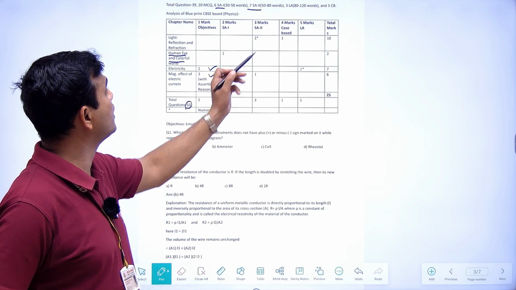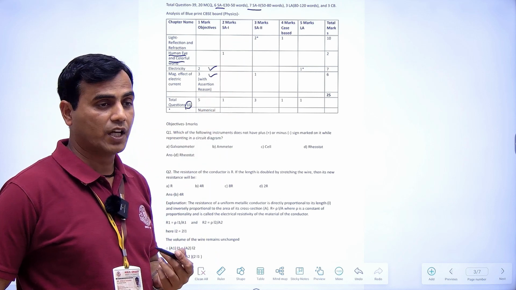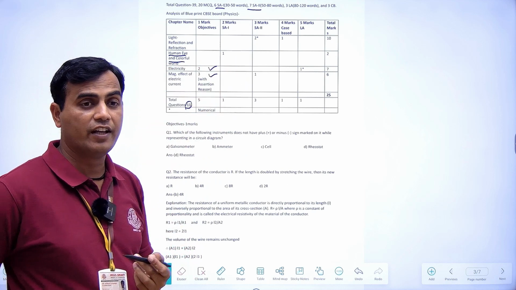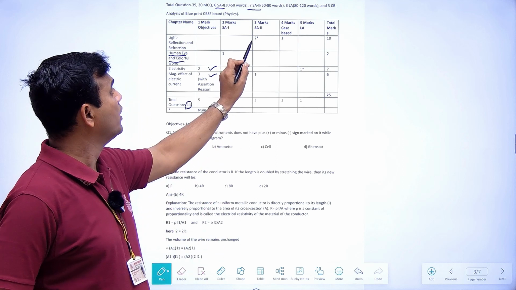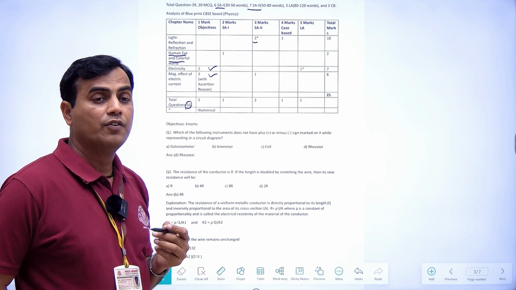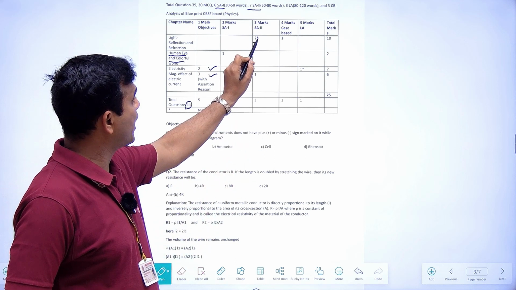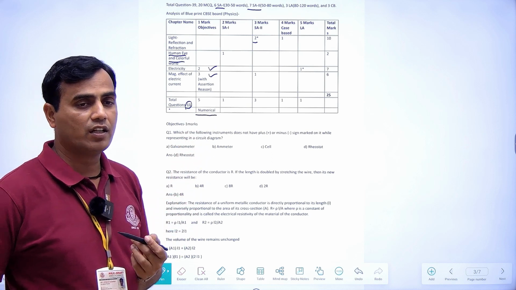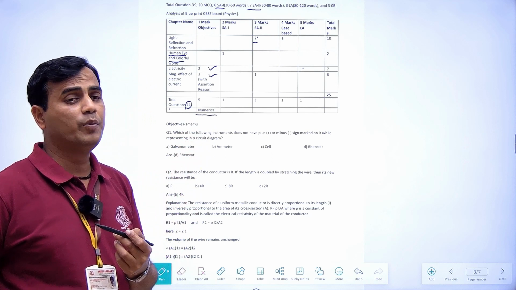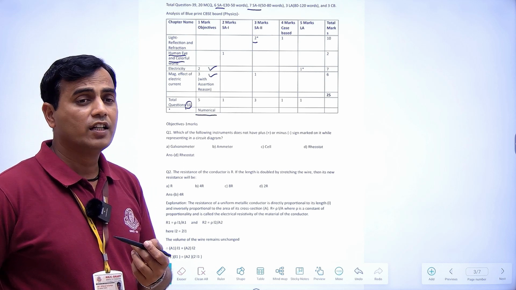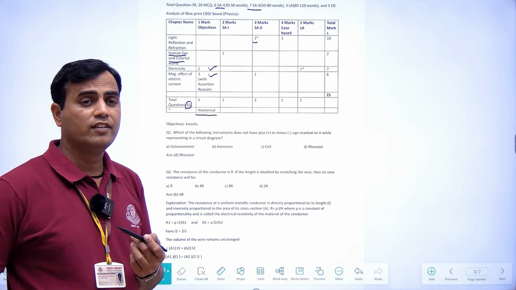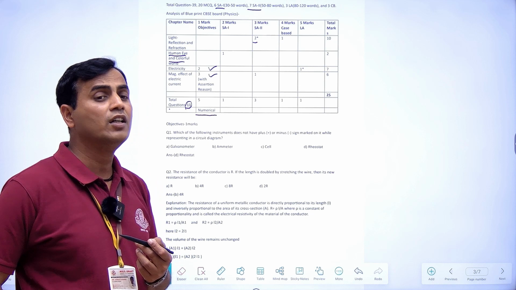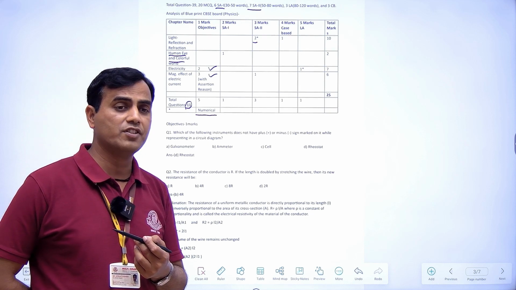Further, if we go towards 3 marks questions, essay 2 type, 2 questions appear from the light, reflection and refraction chapter. So 2 questions of 3 marks from the light chapter, and the asterisk mark here mentions that these will most probably be numericals, based on calculations where the focal length and object distance will be provided, and we have to calculate the property, characteristics or image distance.